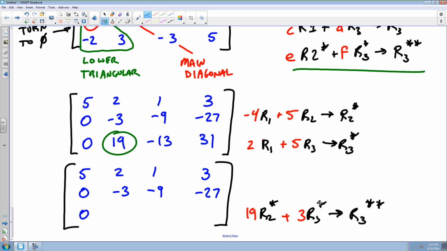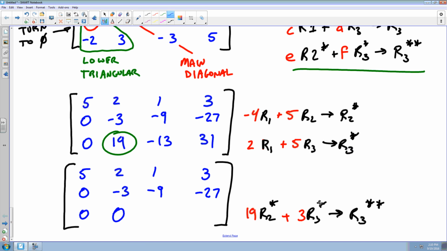We can do this, right? Okay, so now let's do this. 19 times minus 3 is whatever it is, plus 3 times 19, right? That's going to make that a 0. We know that's a 0. Now let's do the other ones.